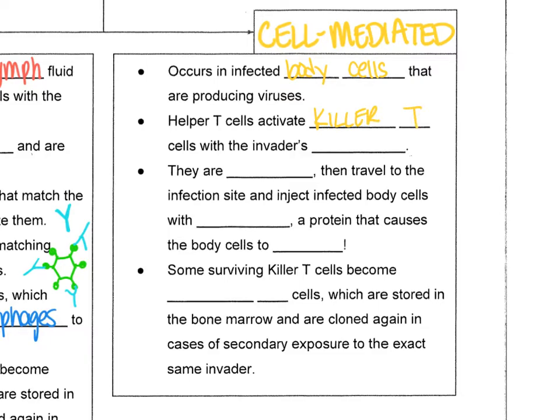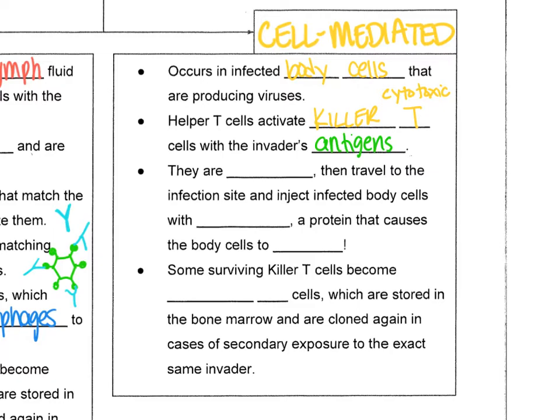It's a type of T cell similar to the helper T cell, but it's called a killer T cell. Another word for it that you might see is cytotoxic. The prefix cyto means cell, and toxic obviously means that it destroys. So helper T cells activate other types of T cells called cytotoxic or killer T cells, and they do this again using the enemy's antigens. So that way the killer T cells know exactly what to look for.